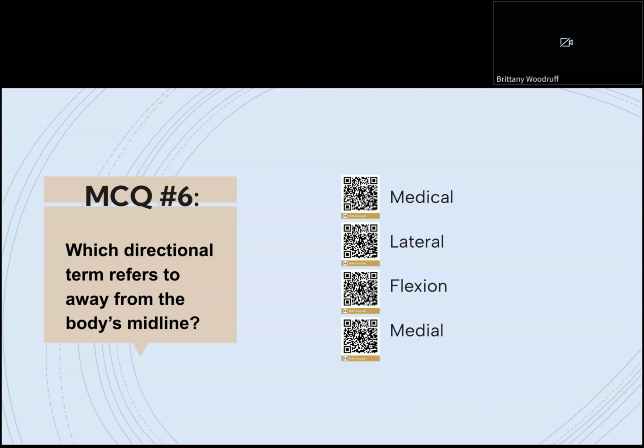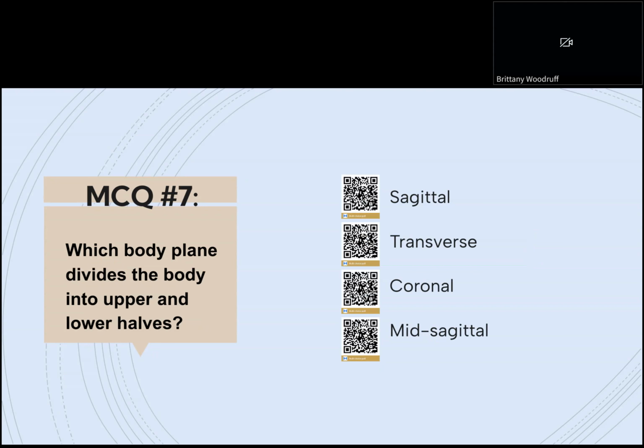Okay, what term means away from the midline? Lateral. What's the opposite of lateral? If it's away from the midline, what term means towards the midline? Medial. What plane divides the body into upper and lower? Transverse. Upper and lower, yes. What is the other word for transverse? Horizontal.